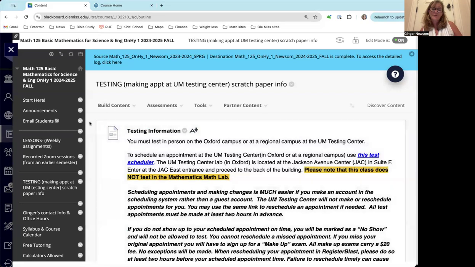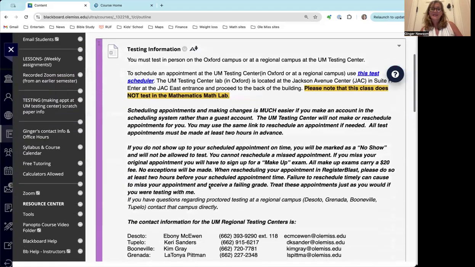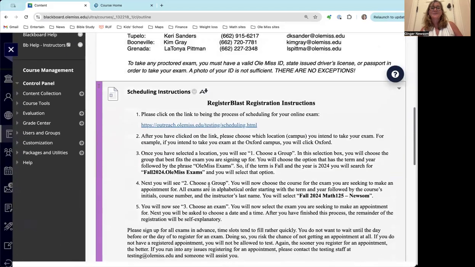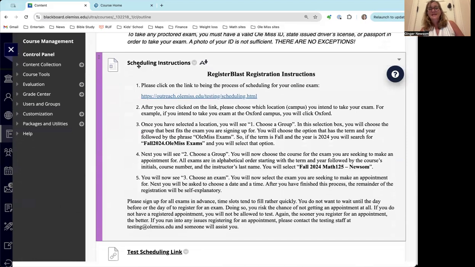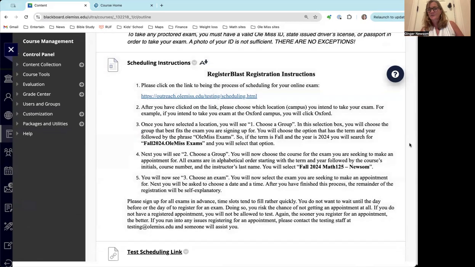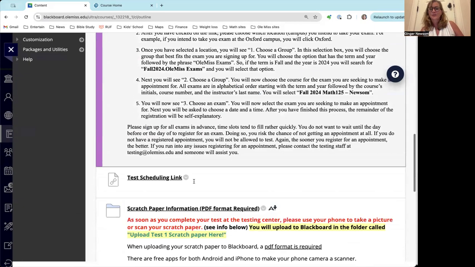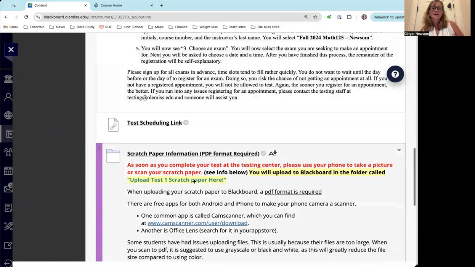But all of the information of what to do is here on Blackboard, just in this tab, okay? And it explains about signing up. And the next thing tells you how, they call it Register Blast. It's just the method they use for making an appointment. And it tells you the directions, okay? Tells you a little bit about the directions.